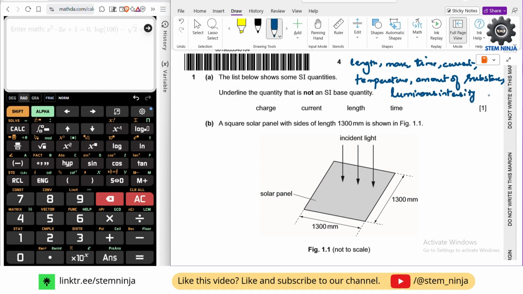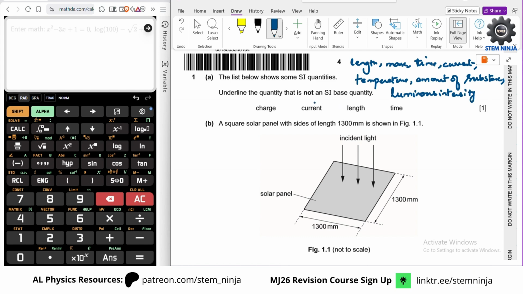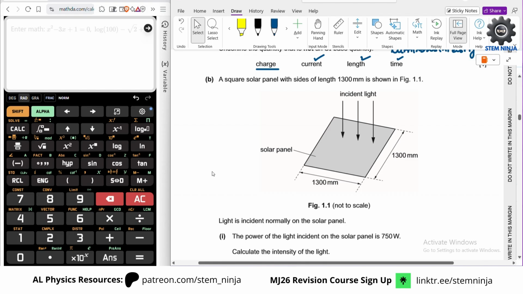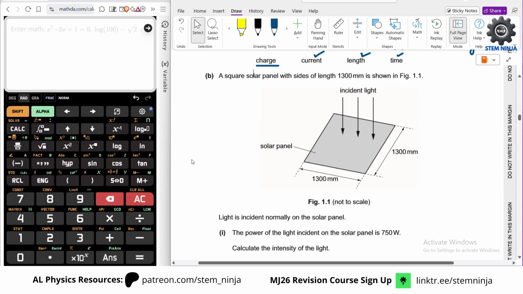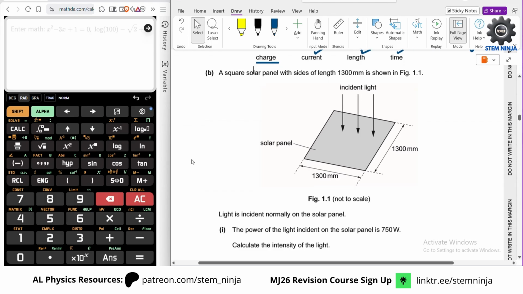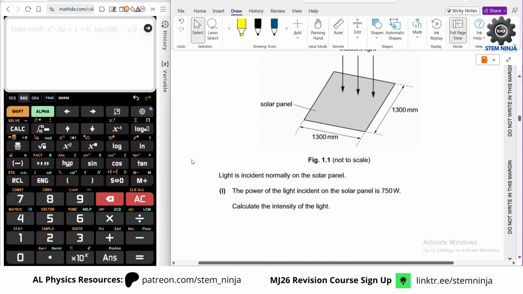So what do we have over here that is not? So current, length, and time are base, charge is not. So just simply underline it. A square solar panel with sides of length 1300 mm is shown in figure 1.1. The light is incident normally on the solar panel. The power of the light incident on the solar panel is 750 watt. Calculate the intensity of the light.